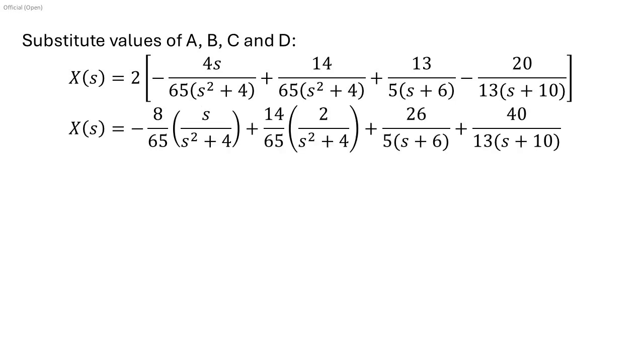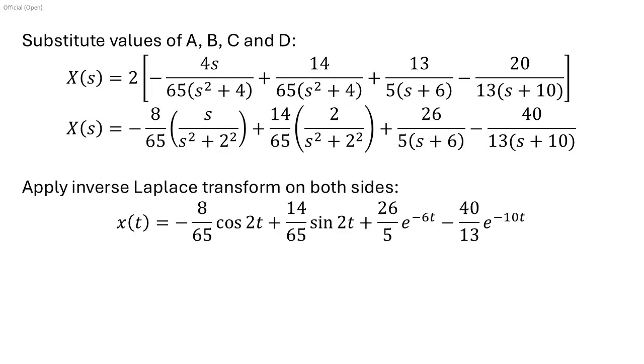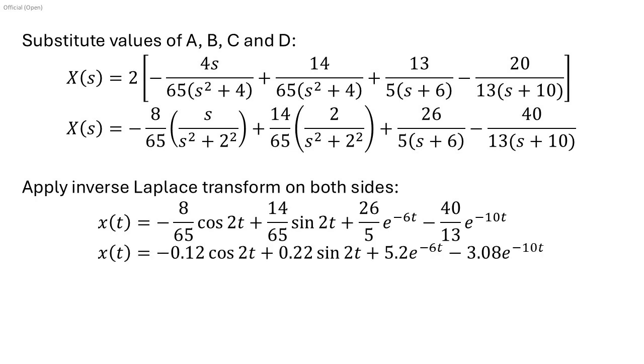Split the first term into 2 fractions, so that each term will have an inverse Laplace transform. Apply the inverse Laplace transform for every term. So that x of t now equals minus 8 over 65 cosine 2t plus 14 over 65 sine 2t, plus 26 over 5 e to the power of minus 6t, minus 40 over 13 e to the power of minus 10t. The coefficients of the 4 terms can be left as fractions, or calculated to give decimal values.